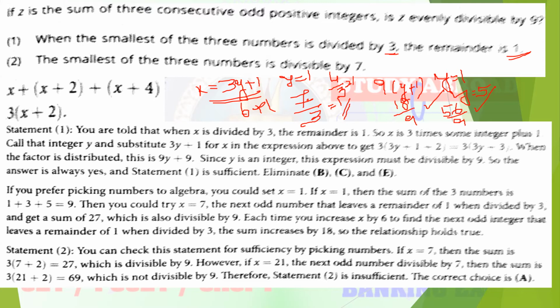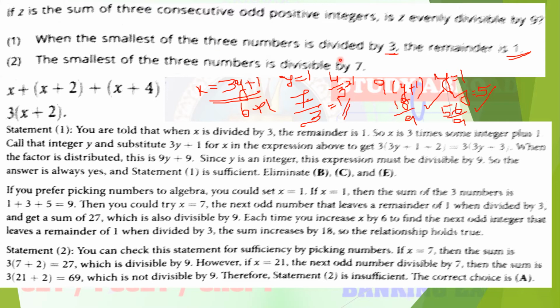So from the first statement, you can easily tell that you can determine the value. You can easily tell whether it is divisible by 9 or not. I hope all of you understood. Then go for the second statement. The second statement tells that the smallest of the three numbers is divisible by 7.